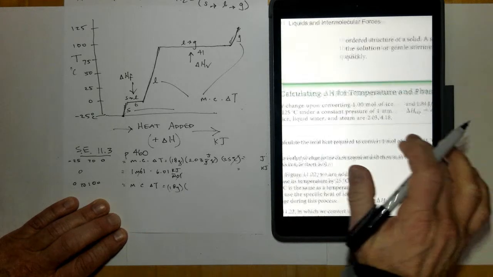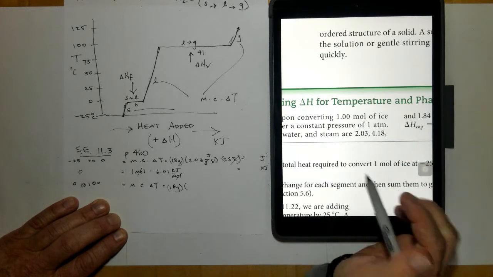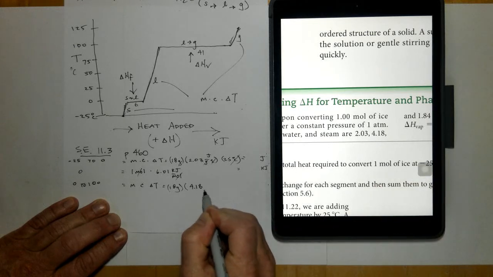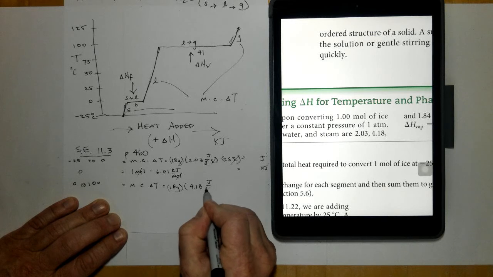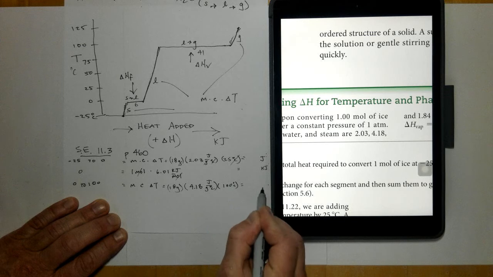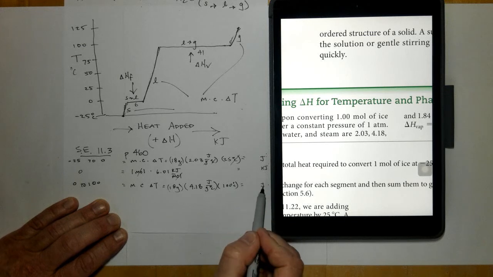And this time, the specific heat capacity is 4.184, which we learned back in chapter 5. And this is in joules per gram degrees Celsius. And then that's 100 degrees Celsius that we're going to change it. Once again, our answer will be in joules for that one.